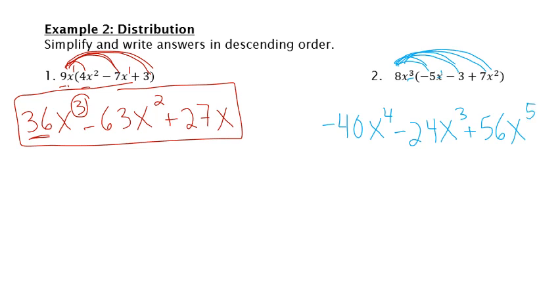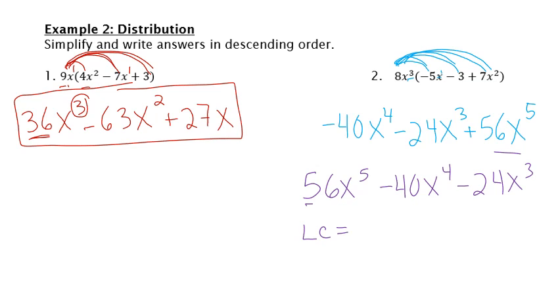I want to write my answer in descending order, because that's usually how we work with it. So x to the fifth is the biggest exponent, so it has to be written first. Then minus 40x to the fourth, minus 24x cubed. If the question was asking what is our leading coefficient, you would tell me 56. If the question said what is the degree of this polynomial, that would be your largest exponent, which is 5.